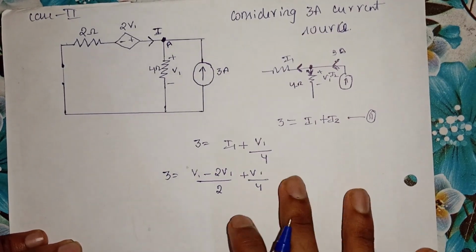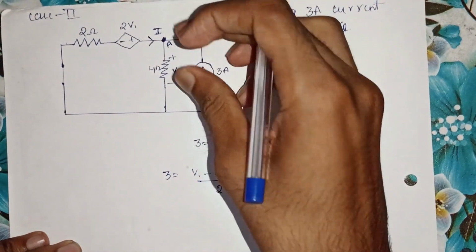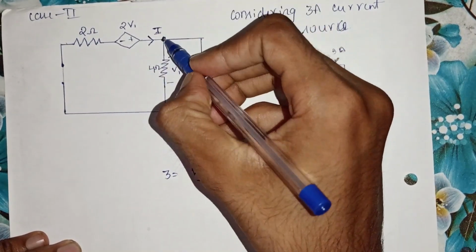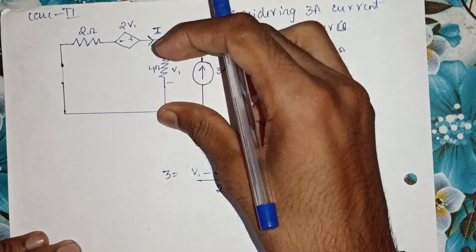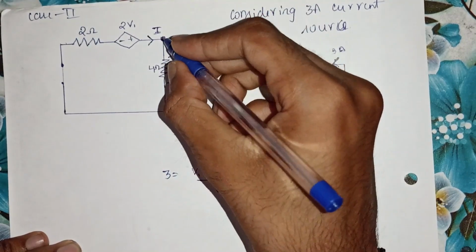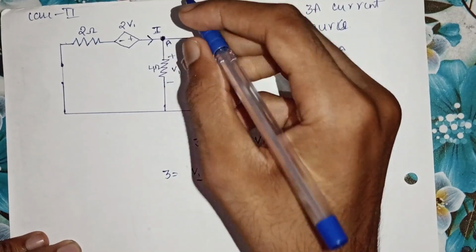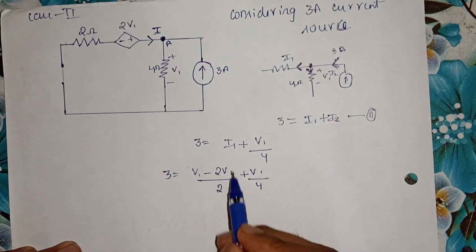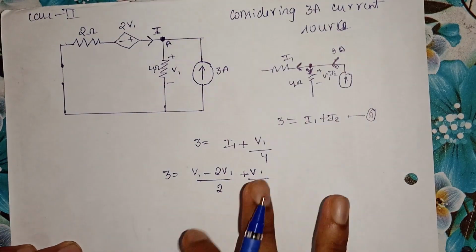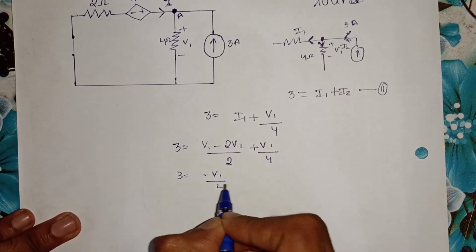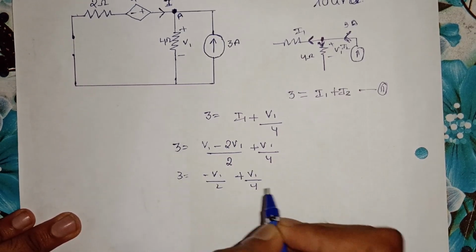I hope it is clear, because here the voltage drop across the 4 ohm resistance is the same as the voltage across this branch, right? So the voltage at node A is nothing but your voltage V1. So (V1 minus 2V1) divided by resistance 2, which is nothing but current, voltage by resistance. Further simplifying the equation, 3 is equal to minus V1 by 2 plus V1 by 4.